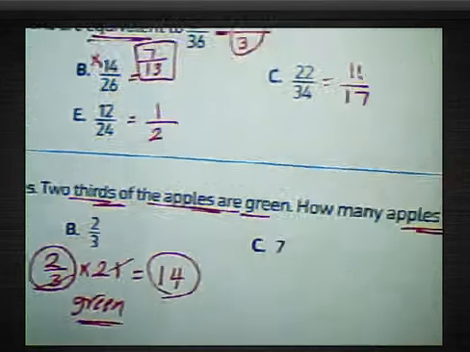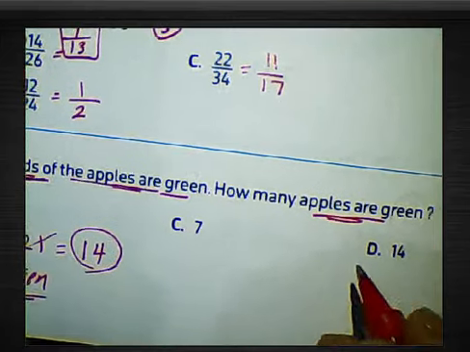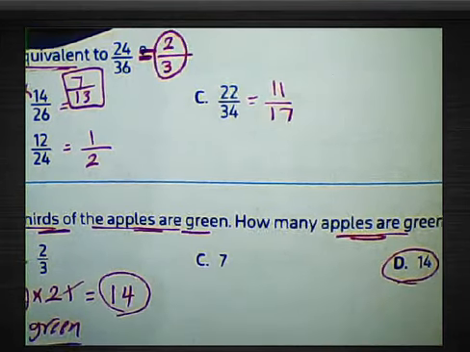Okay, the result will be 14. He asked how many green apples there are here. We must choose letter D for this example.